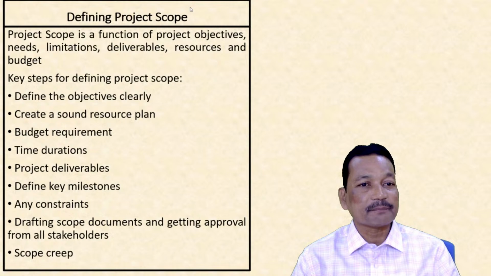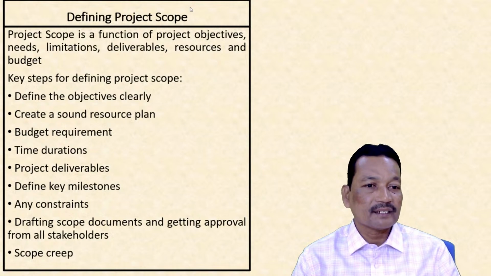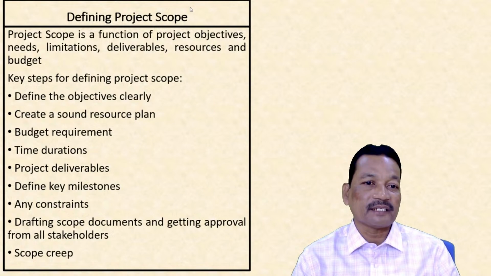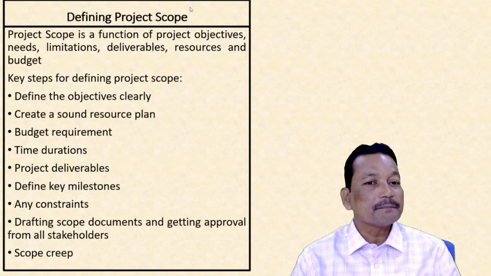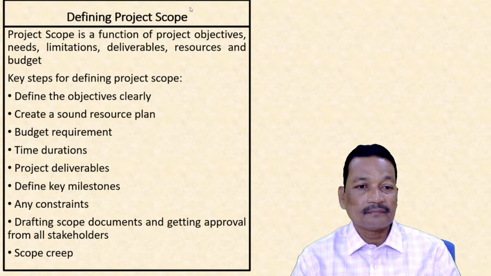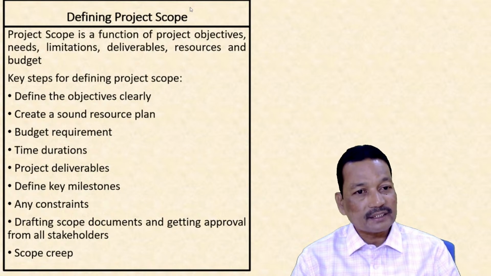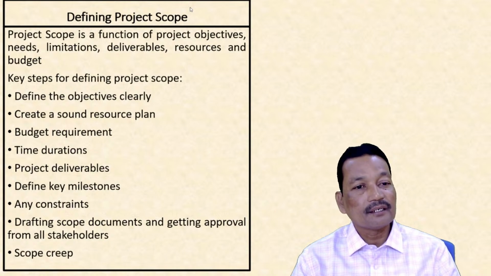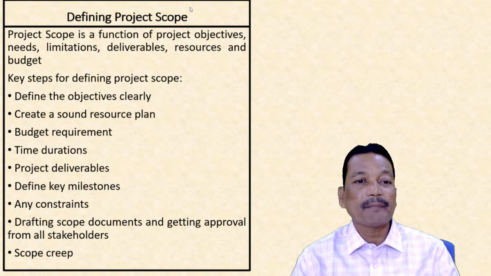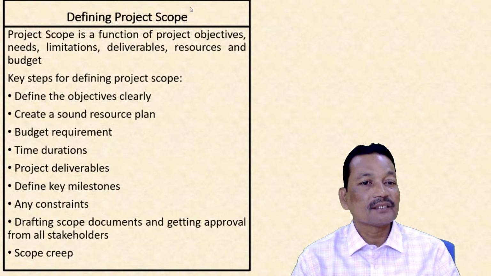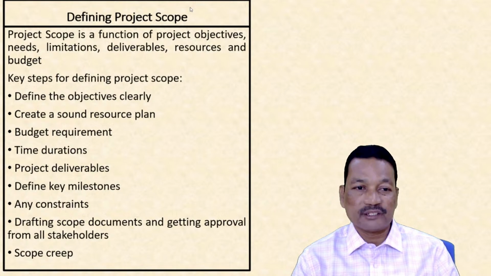So, what are the key steps for defining project scope? We saw first the objectives. The objectives should be clearly defined. When we think of a project and we are at the planning stage, we should clearly mention what objectives should be achieved by the project once it is completed. That means, why shall we go for the project?